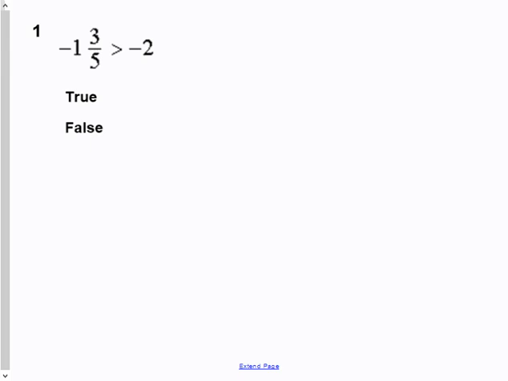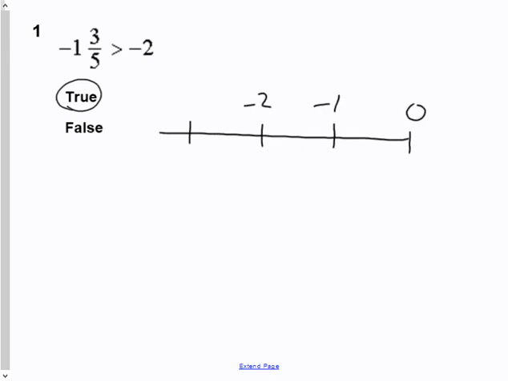That is true. And the reason why is if we think about a number line, this being 0, -1, and -2, negative 2 would be here. And negative 1 and 3/5 is just a little bit more than that. So when we deal with negative numbers, the closer you are to 0, the larger it is. So therefore, the answer is true. And probably up here you would have 1.6 and say something like this is 1.6, -1.6, this is -2, etc.